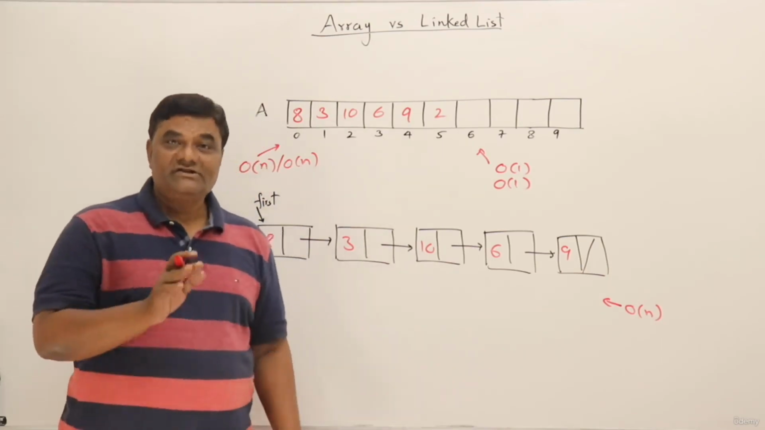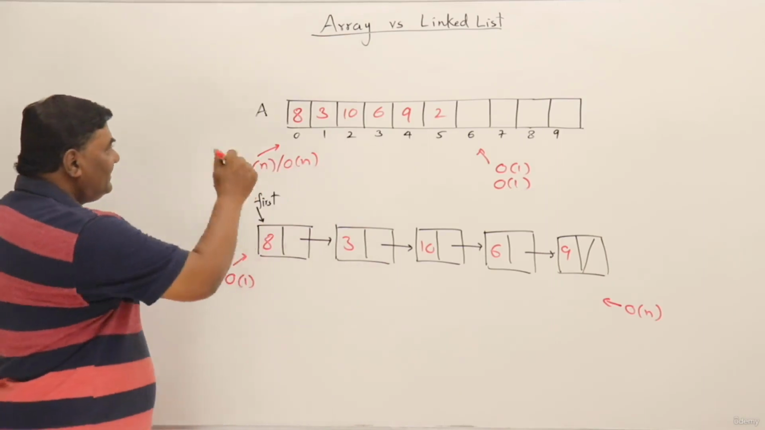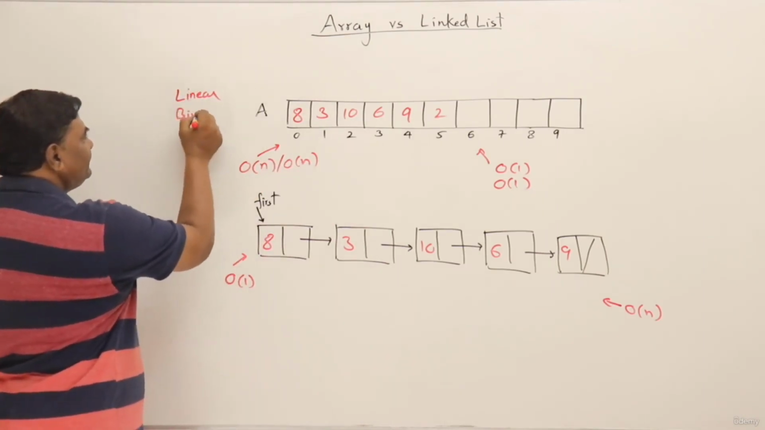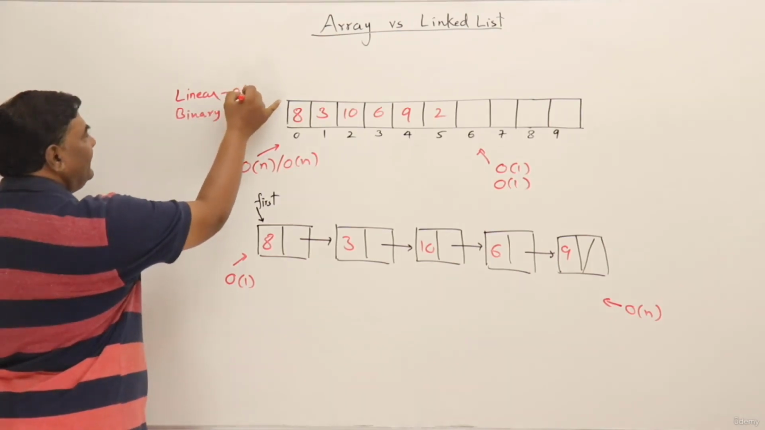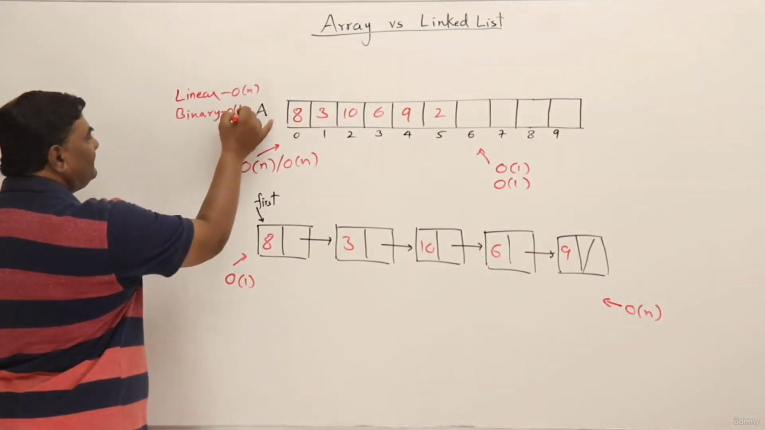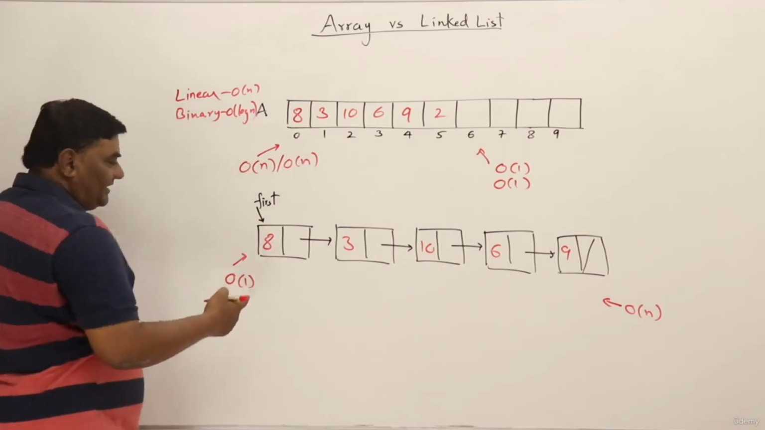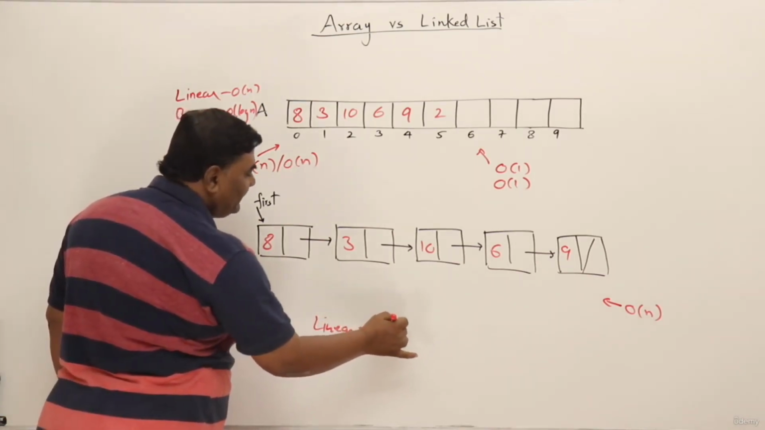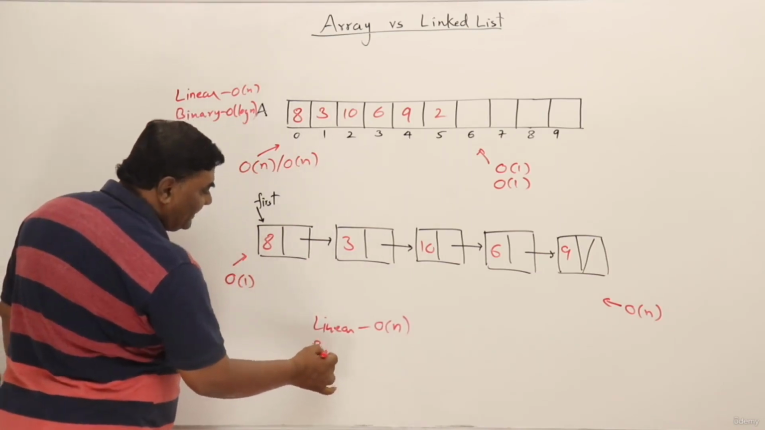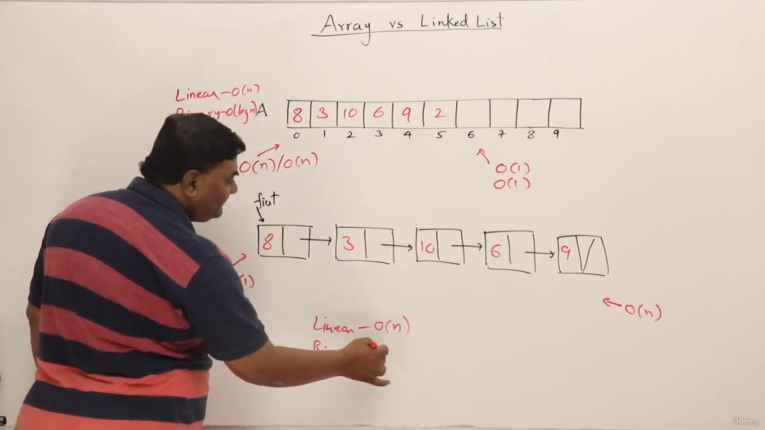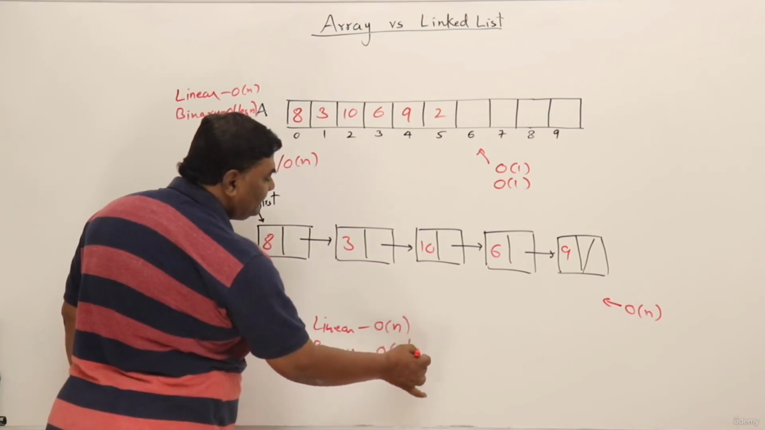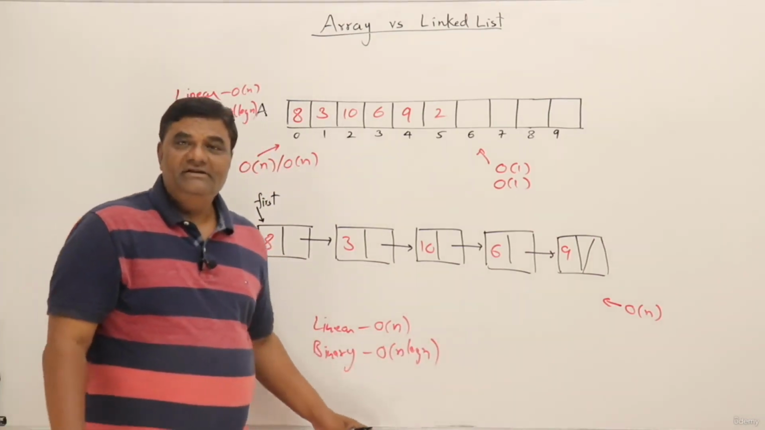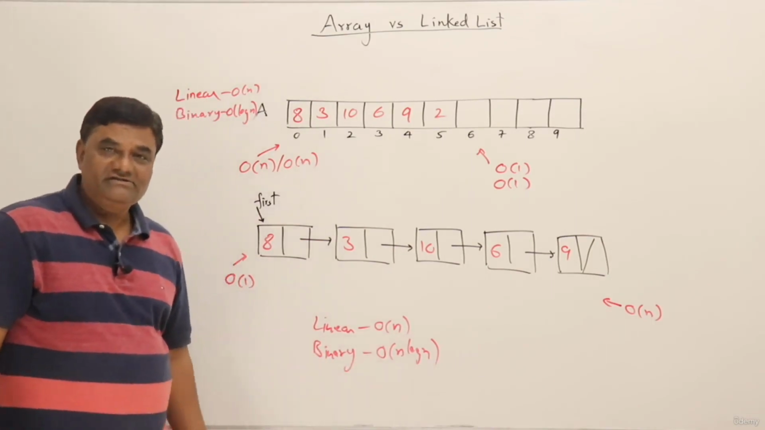The next, searching. See, upon array, we can perform linear search as well as binary search. This takes n and this takes log n. But in linked list, we can perform just linear search, which takes order of n. We cannot perform binary search. If we perform, then it will be taking n log n time. So we say binary search will be inefficient upon linked list.